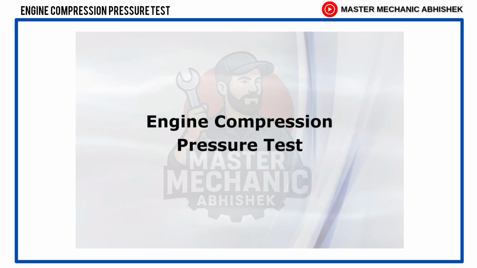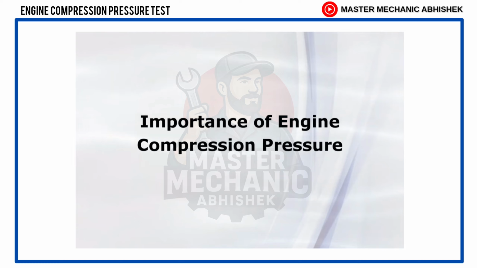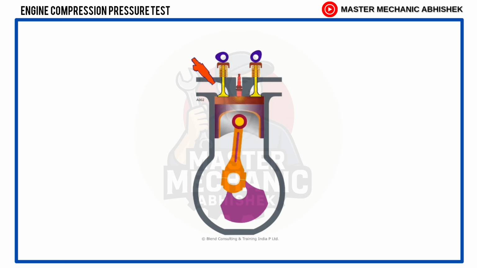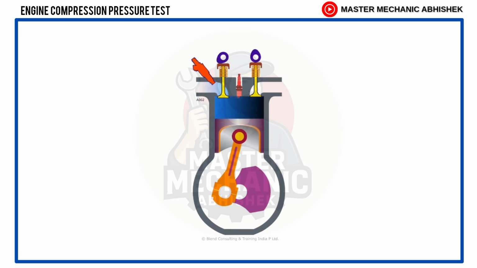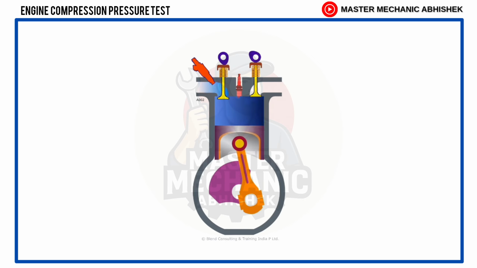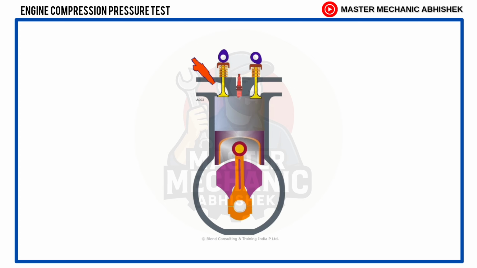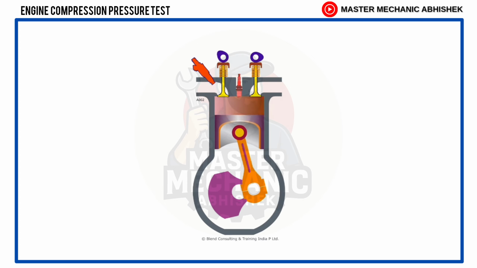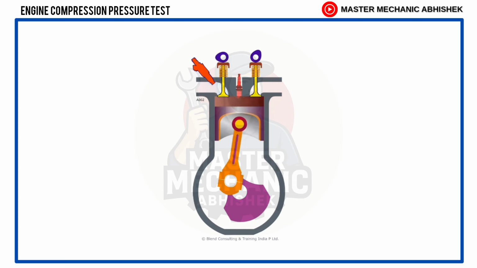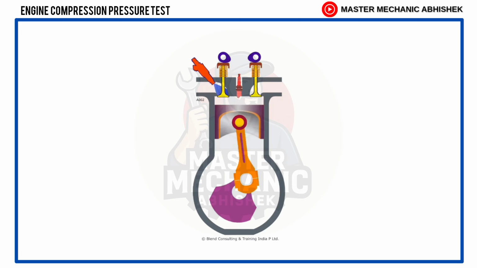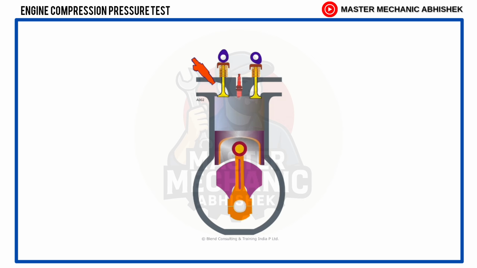Engine compression pressure test. Importance of engine compression pressure. The movement of piston during compression stroke from BDC to TDC compresses the air or air-fuel mixture in the cylinder. This increases the pressure inside the cylinder and is referred to as compression pressure. Proper compression pressure produced by engine ensures desired performance by the engine.